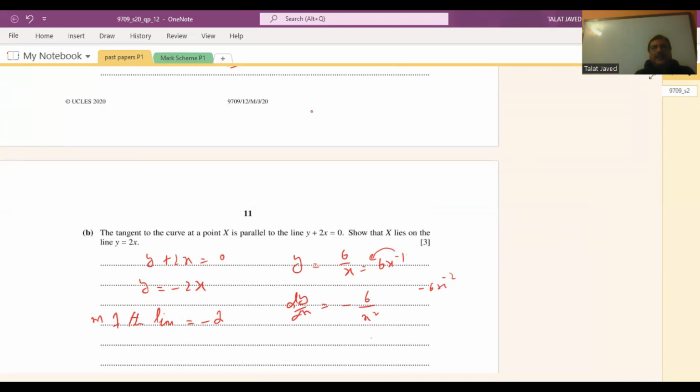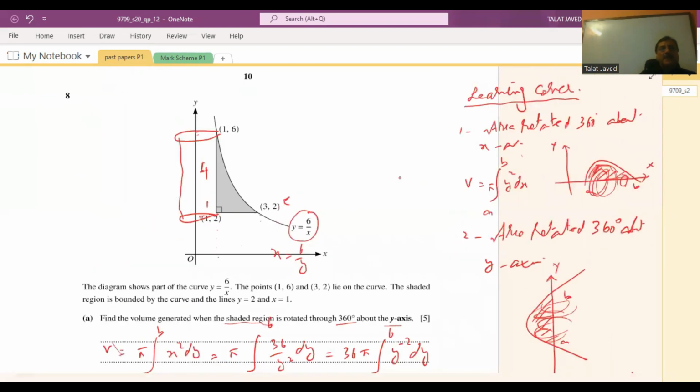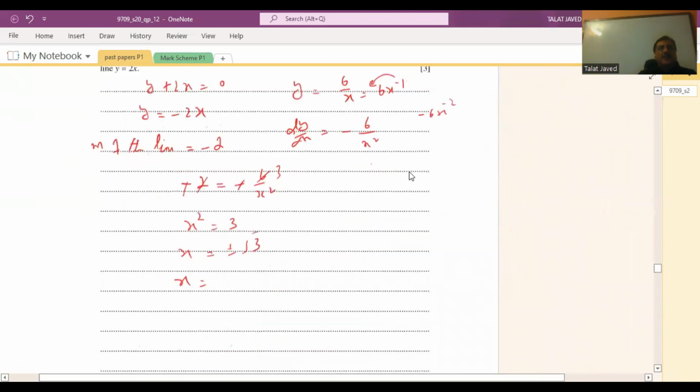So the gradient of the tangent is minus 6 over x squared and the gradient of the line is minus 2. When the tangent is parallel to this line, their gradients will be equal. So minus 2 equals minus 6 over x squared. The minus signs cancel, so we get x squared equal to 6 over 2, so x squared equal to 3. Here we get x equal to plus or minus root 3. From the diagram, we can see the curve is on the right side, towards the positive side of the x-axis. So we take the positive value of x.